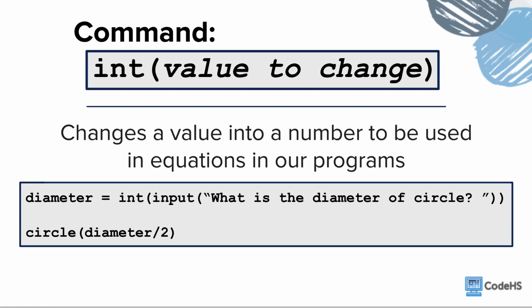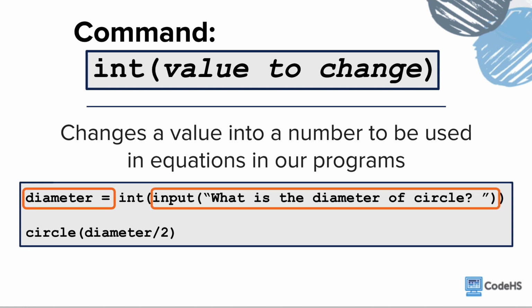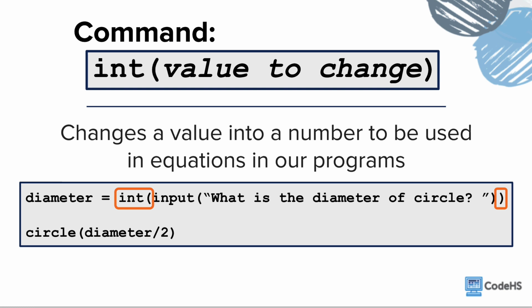We can pair this command with the input command to get input from the user and change that input into a number at one time. We set up the input command in exactly the same way as before, where the input from the user is stored inside a variable. We surround the entire input command in parentheses that come after the int command. If we do this, we can successfully use the input given by the user as a number inside equations in our programs. Let's see how this looks when Tracy runs these commands.